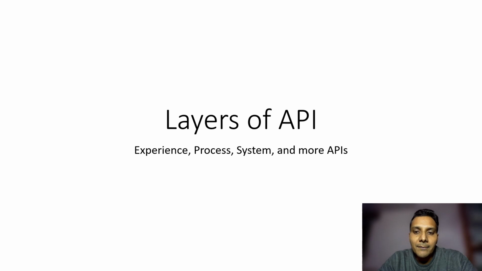I'm here to talk about a way to categorize APIs in layers and give names to the layers such as experience, process, system, and more names.